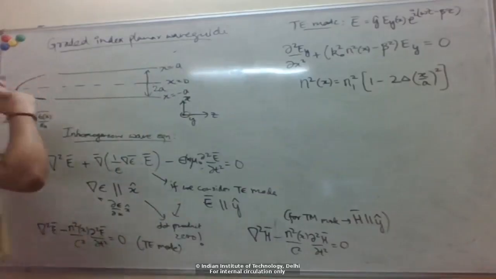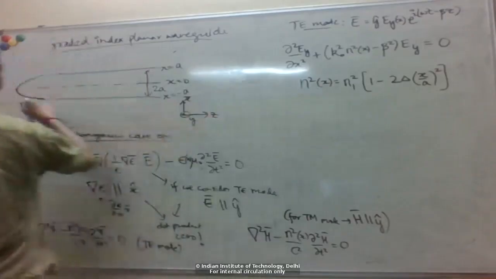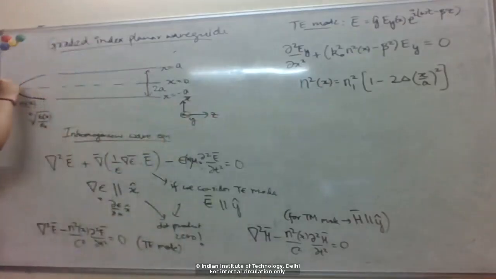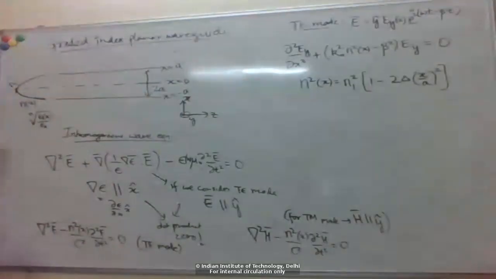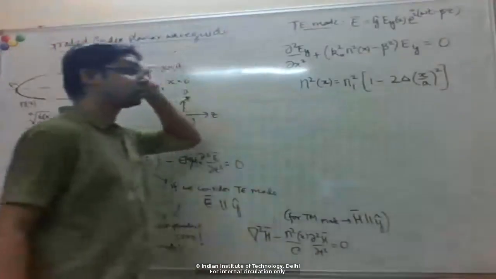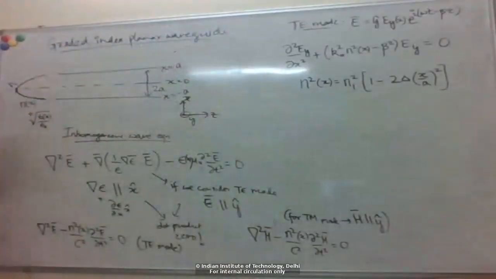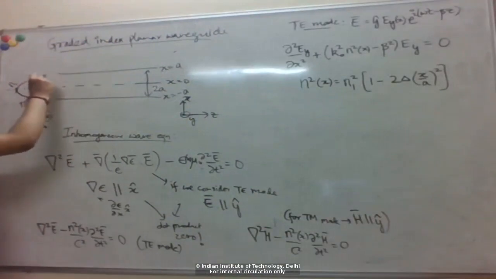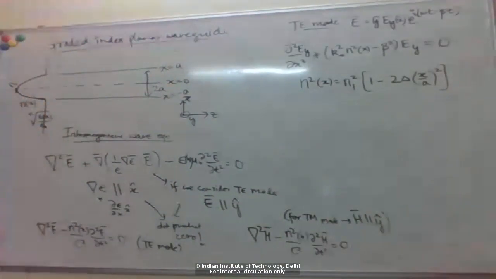So at x equal to 0, it is n1 squared. So n of x here is n1 at x equal to 0, and then it reduces by this factor 1 minus 2 delta at x equal to plus minus a. So an actual structure, of course, will terminate at a and then have a constant refractive index, let's say in the cladding.